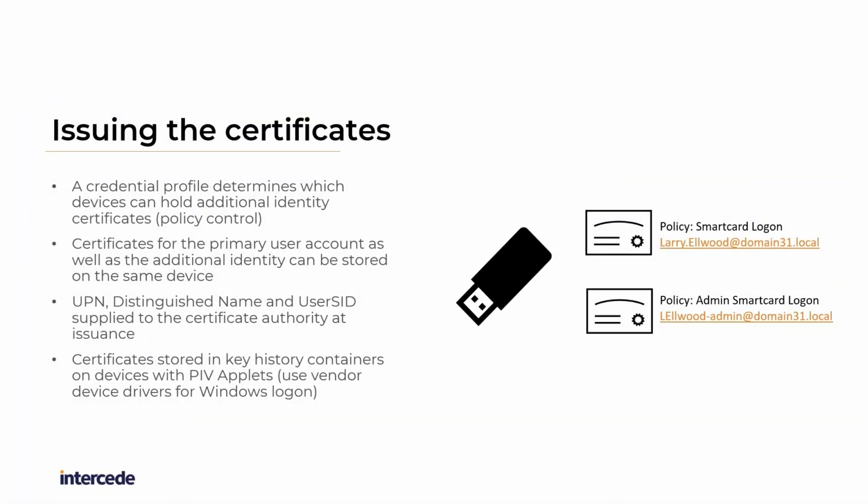MyID credential profile controls which devices can hold additional identity certificates, so you can ensure a specific business process is followed to get one, or control who can receive, issue, or manage them. Certificates for the primary identity and the additional identity are issued at the same time and written to the same device, with the same PIN being used to authenticate with the certificate.